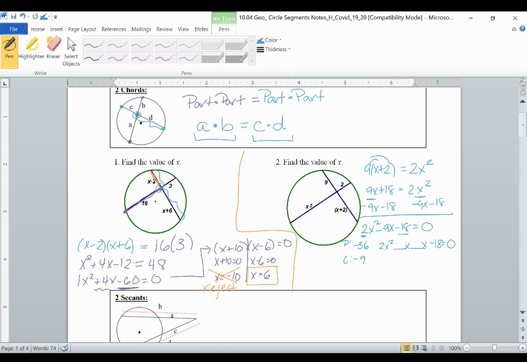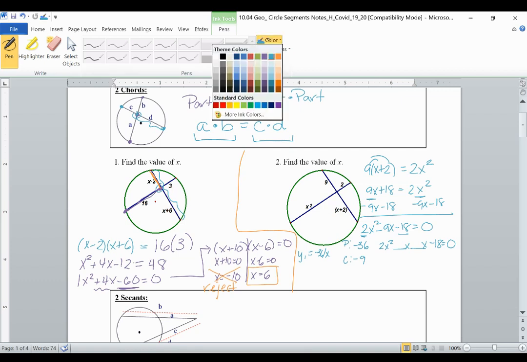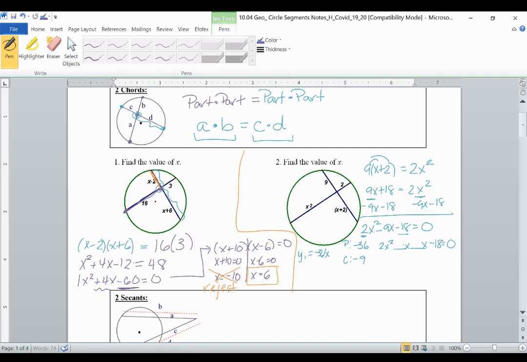Now I need to find two numbers that multiply to negative 36 and add to negative 9. Again, your quick trick, if you need to, you can always go to your y1 and type in negative 36 divided by x, and then go to your table and look for two factors that will also add to negative 9. So for us, let me switch colors here. That is going to be our negative 12 and positive 3.